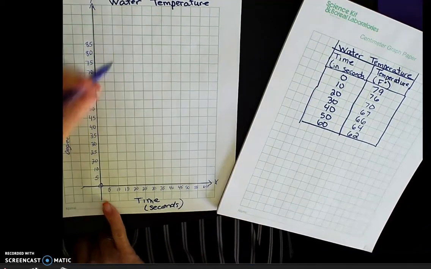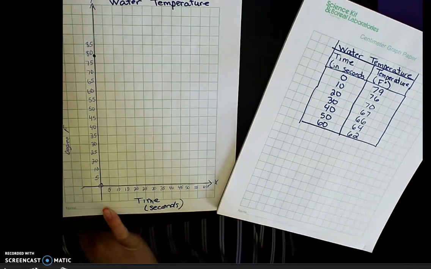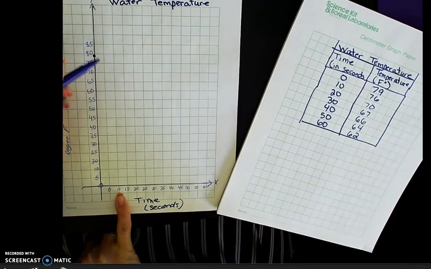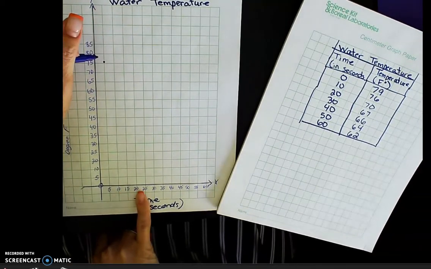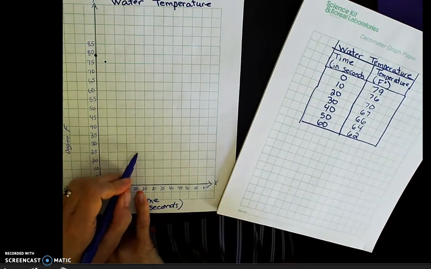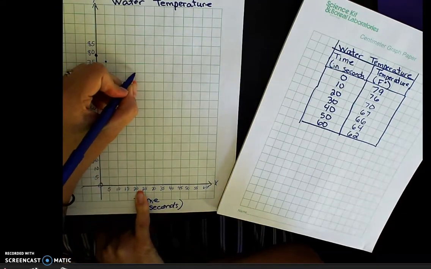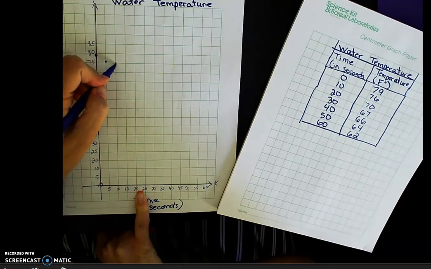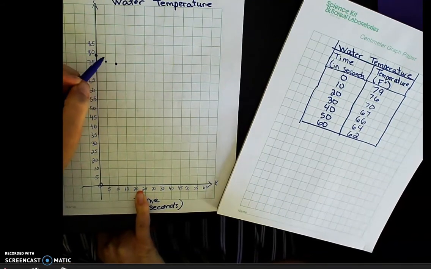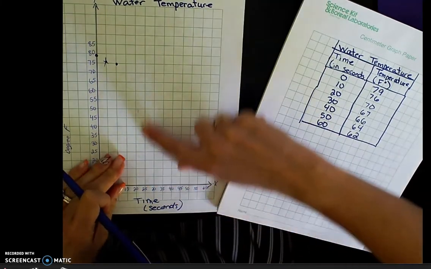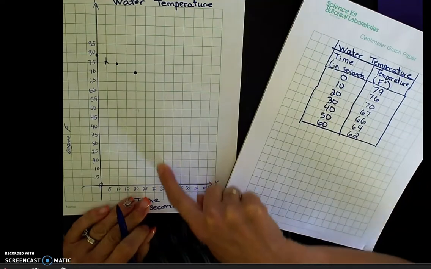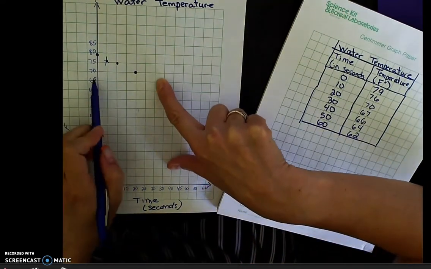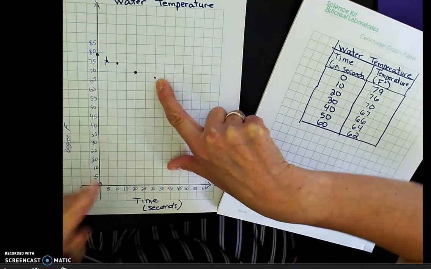All right, so my first one was 0 and 79, so a little bit below 80. Then I had 10 and 76, so it was a little bit above 75. Then I had 20 and 70. Sorry, that's here. 20 and 70. 30 and 67, so a little bit below here, okay.